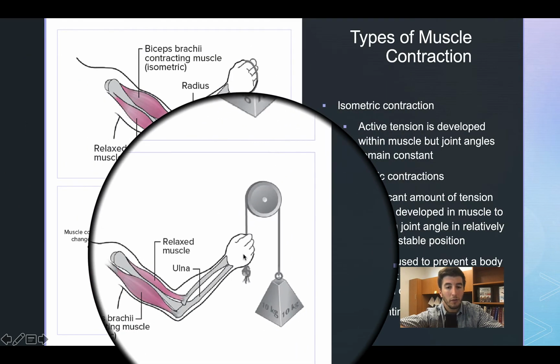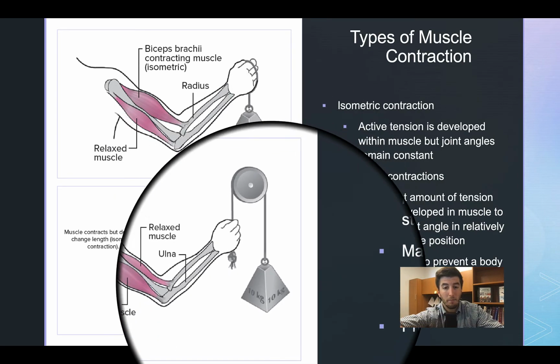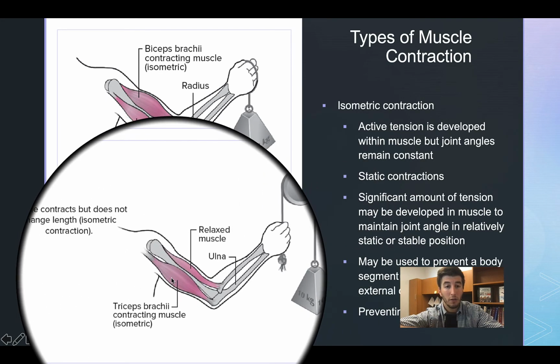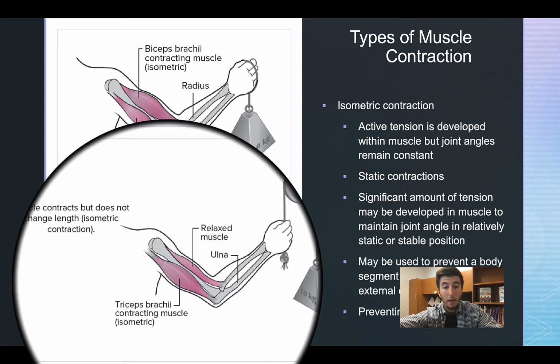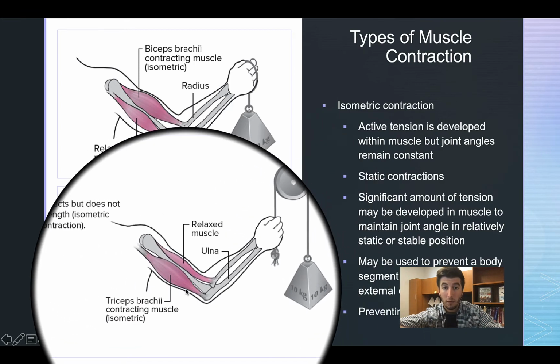If we go down to the flip side, because of this pulley, it makes it like a tricep push down exercise in the gym. We have the same resistance level, and you can see that there's active tension being developed. That's why it's swollen, right? There's active tension being developed by this triceps muscle. However, there's no net movement that's occurring. So despite the fact that force is being applied and tension is being developed, there's no shortening or lengthening of the muscle that's occurring. There's no changing of joint angle that's occurring. Thus, it's an isometric contraction.